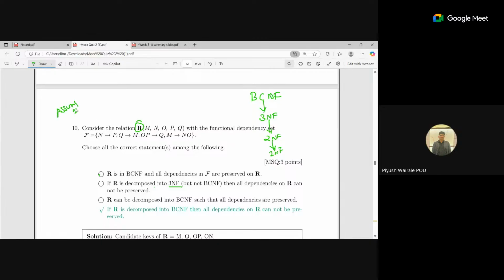Unless we specify in the question that the relation has multi-valued attributes, always assume that the relation is in 1NF. Now it is in 1NF. Now, is this in 2NF? Can you check for 2NF? This relation R is in 2NF.